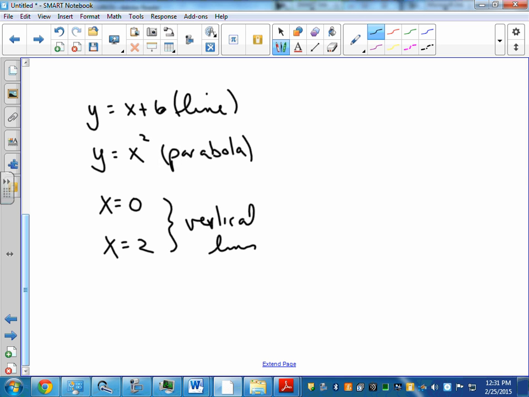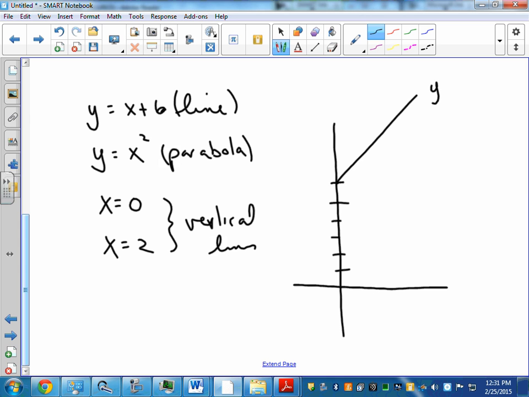Okay, vertical lines. And a sketch is given. I would hope that you wouldn't particularly need to have the sketch given. These are pretty simple curves. The first one is a line with a y-intercept 1, 2, 3, 4, 5, 6, right? And a slope of 1. So y is equal to x plus 6.